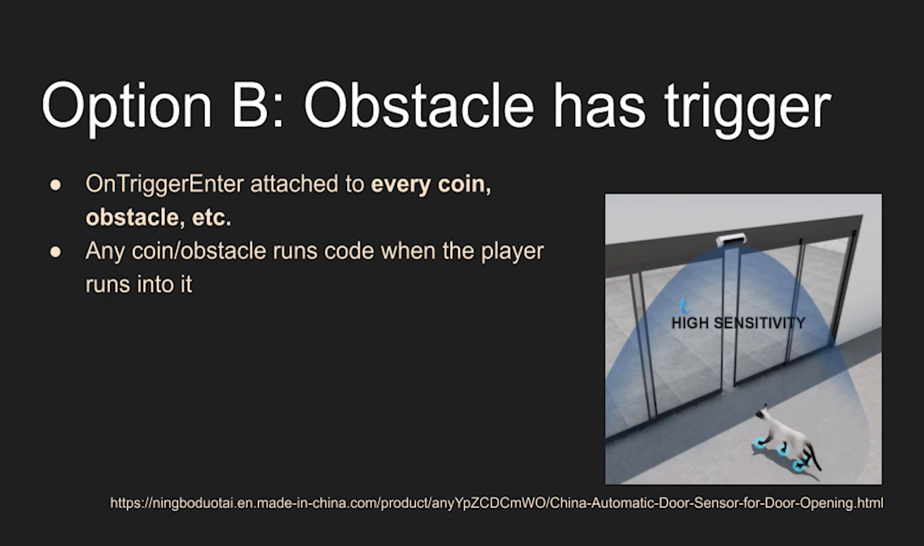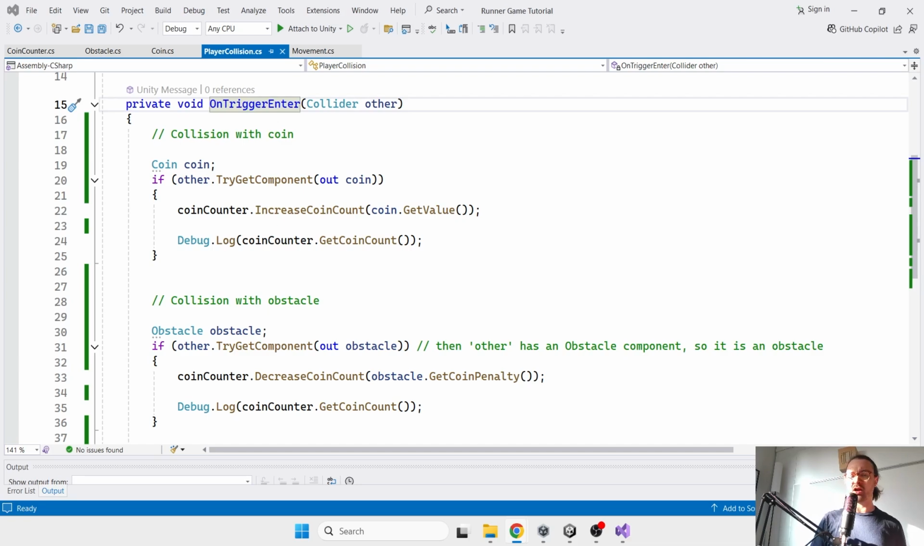The player doesn't have to do anything. The player just shows up, or this cat shows up, and the door just opens, or the coin or the obstacle calls on trigger enter and does something with that. And so to be clear, we're not talking about a different user experience for the actual person playing this game. We're just talking about a different way to code this.